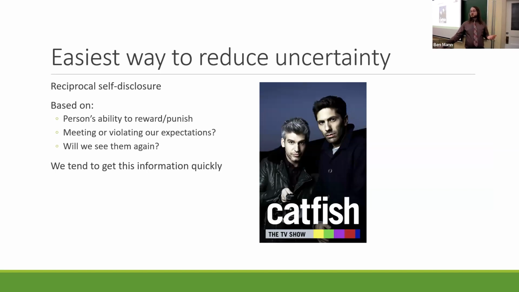Self-disclosure is the easiest way to reduce uncertainty, right? By choosing to share about ourselves, we tend to feel more comfortable. This also gets more and more open over time.